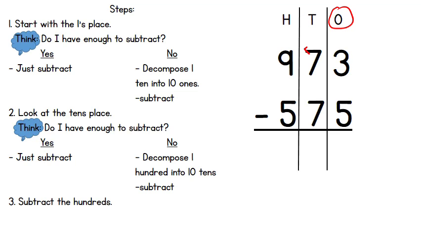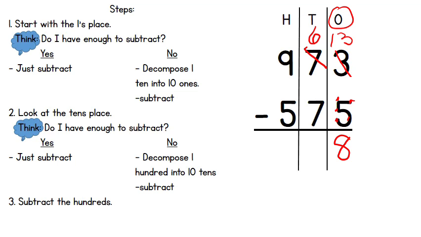If I take 1 ten from 7 tens, I have 6 tens. Then if I bring that 10 over to 3 ones, I have 13 ones. I decomposed a 10 into 13 ones. Now I have 13 and I can take away 5. 13, 12, 11, 10, 9, 8. 8 is my answer in the ones place.